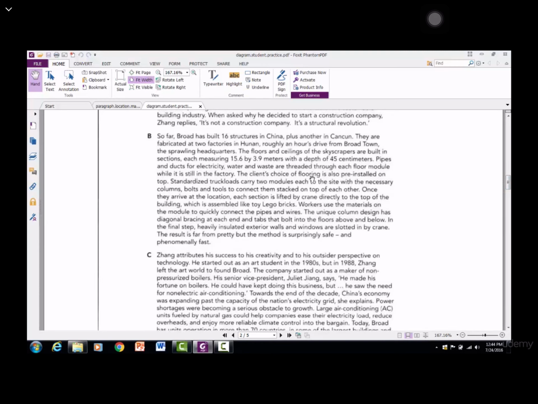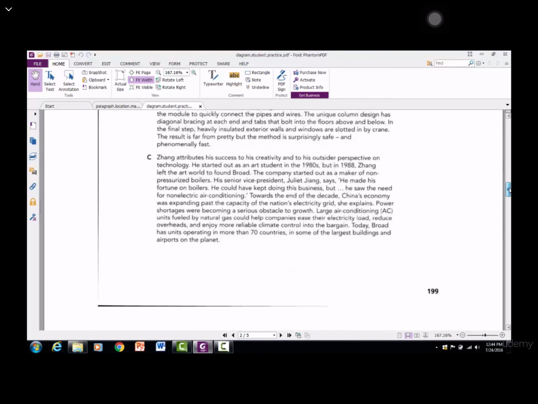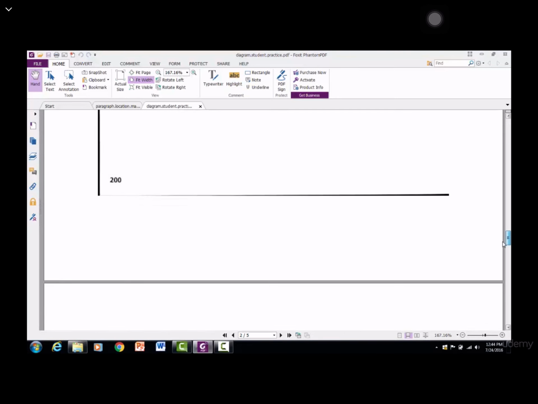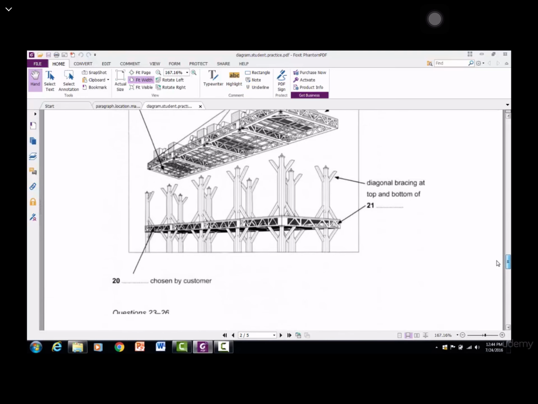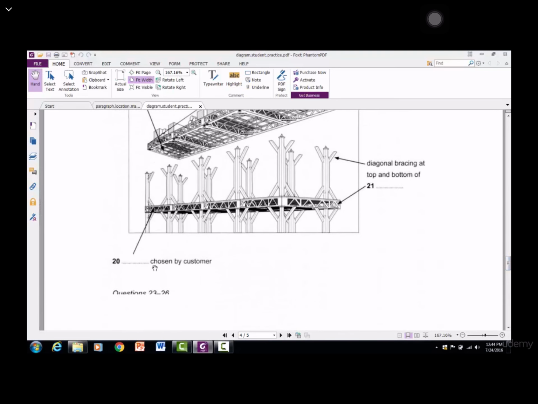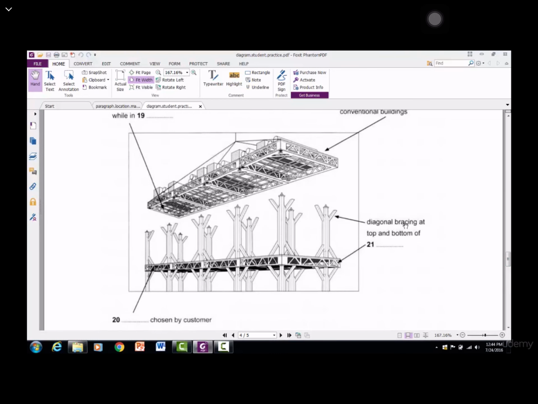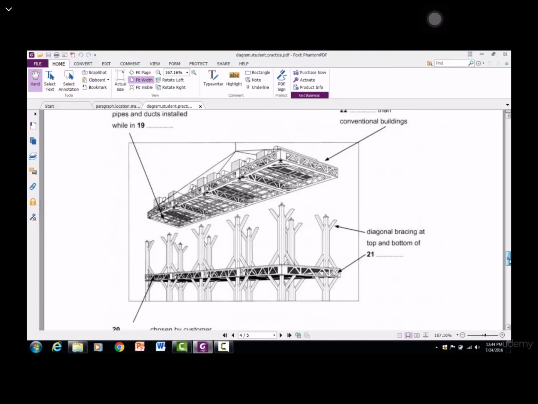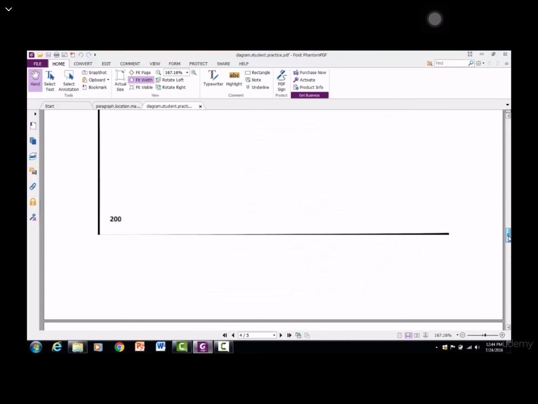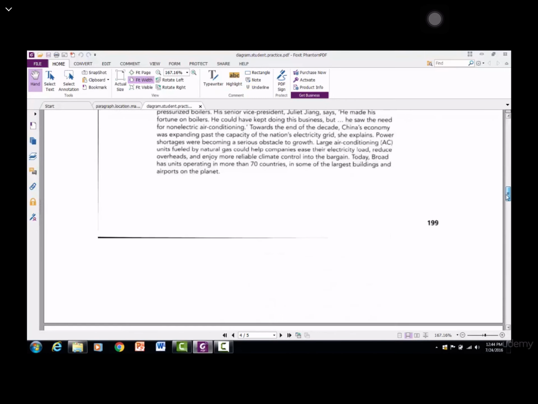The client's choice of flooring. Right, flooring chosen by customer. Again, you can only write one word. 21, diagonal bracing at the top and bottom of what? Diagonal bracing at the top and bottom of. Keywords are top and bottom of.